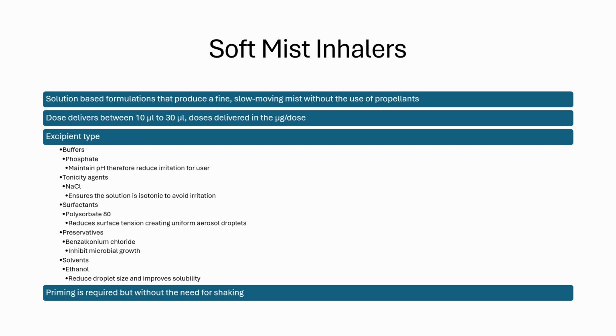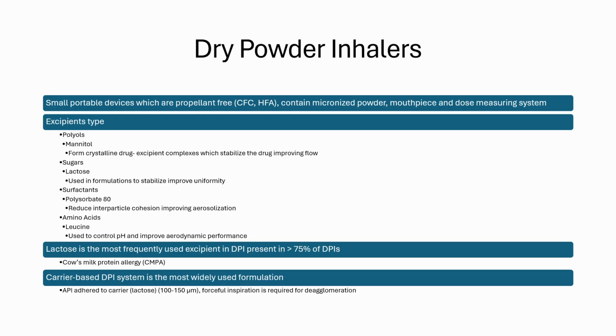Similar to pressurized metered dose inhalers, soft mist inhalers also require priming, but there is no need to shake them as they do not have propellants. Dry powder inhalers are small portable devices which are propellant-free inhalers containing micronized powder, a mouthpiece, and a dose measuring system. They were developed as an alternative to pressurized metered dose inhalers to minimize the ozone-depleting effects of chlorofluorocarbons and greenhouse gases such as hydrofluoroalkanes. They are patient-friendly because proper coordination is not needed.